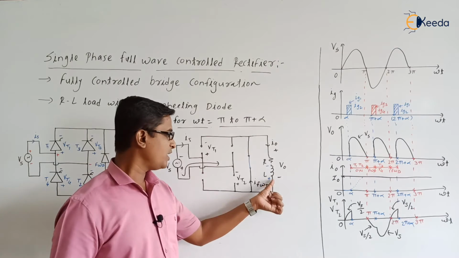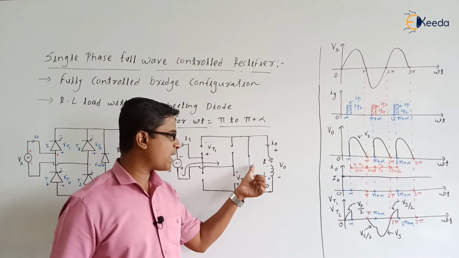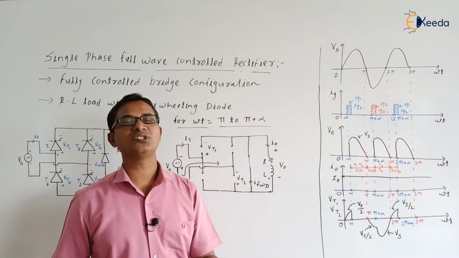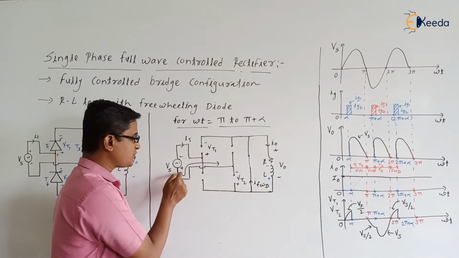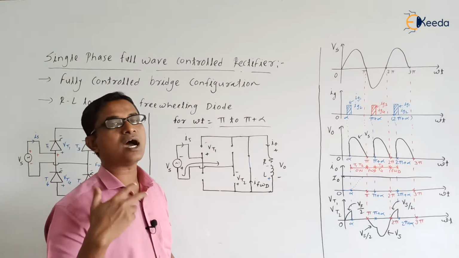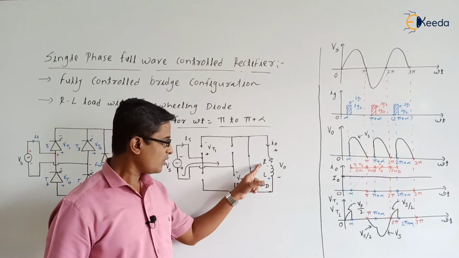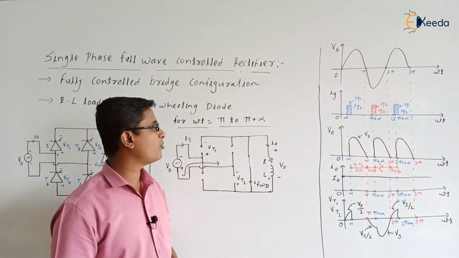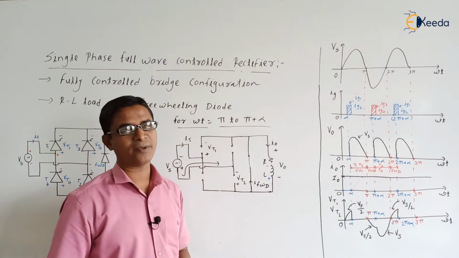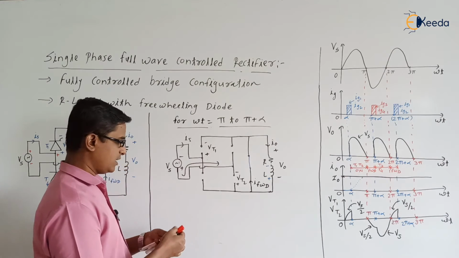But the inductor will prefer to release the energy through the freewheeling diode, because in this path there is no opposition for releasing the energy, whereas in the path in opposition to the supply voltage, there is an opposition of supply voltage present. Therefore the inductor will release the energy through the freewheeling diode. So from omega t is equal to pi plus alpha, the freewheeling diode will be in the on state.